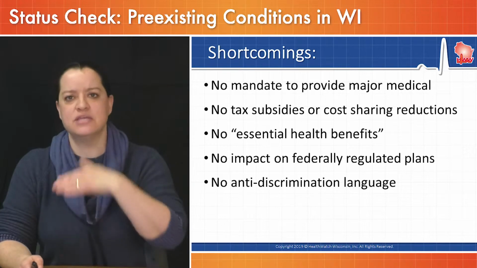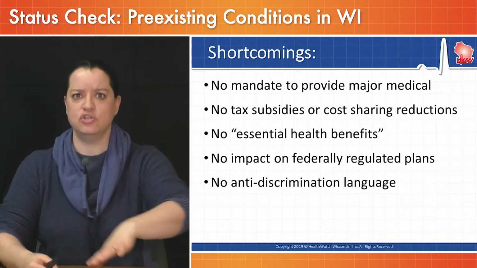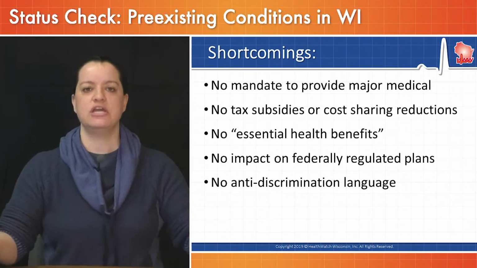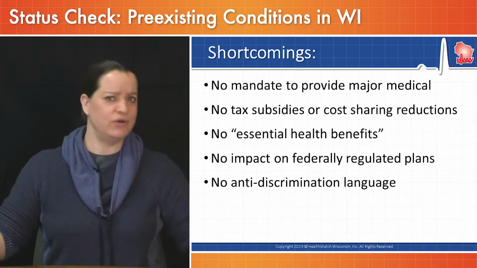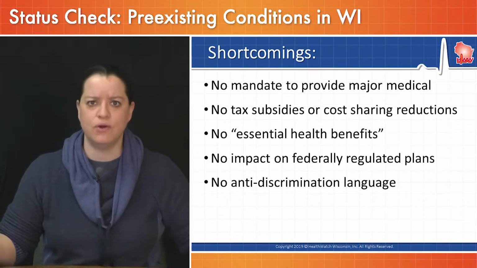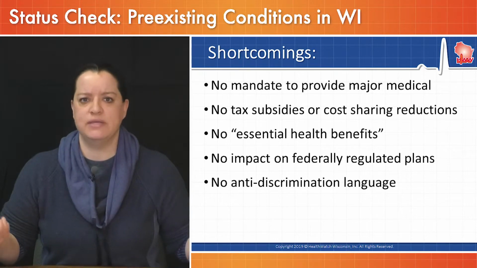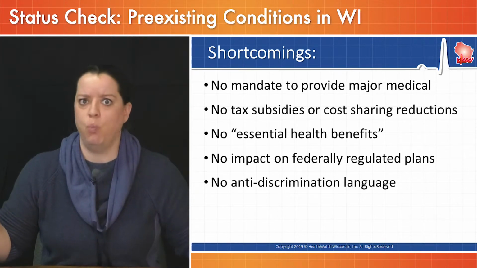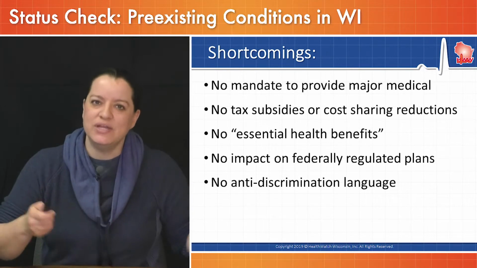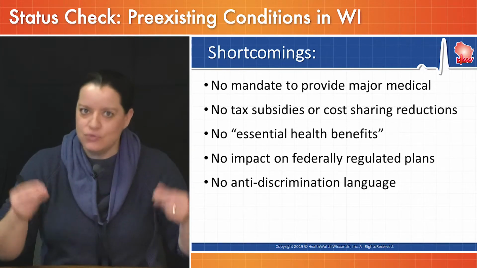So if that happens, then you get this language in Wisconsin law that's meaningless, that says you can protect people with pre-existing conditions, but you don't have to cover anything. You could charge them a fortune for it, and we're not going to prevent the insurance companies from discriminating against people based on age, gender, religion, whatever. So it's really as loose as a piece of paper.